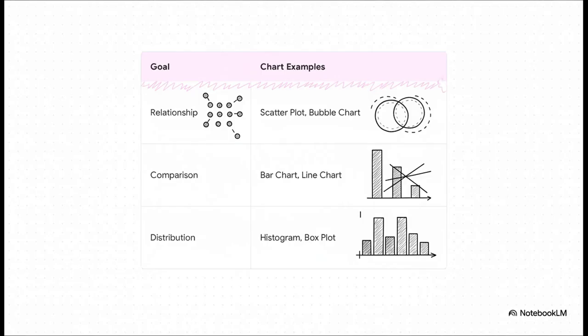Think of this as your basic roadmap. If you want to show a relationship, like how does more advertising affect sales, a scatter plot is your best friend. For a simple comparison, say sales figures for different products, you can't beat a classic bar chart. And if you need to see the distribution of something, like the range of test scores in a class, a histogram is what you're looking for.